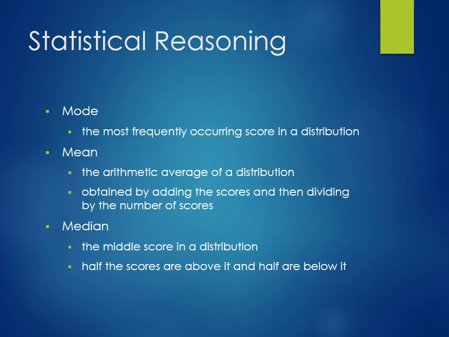The mode is the most frequently occurring score in the distribution. Most kids in the class scored an 80 on the test, right? The most frequently occurring score, an 80. Your mean is your arithmetic average of that distribution of all 25 kids in the class. You add them up and then you divide. Obtained by adding the scores and then dividing by the number of scores. That is your mean score. The median is the middle score in a distribution. Half of them are above and half are below. So, again, we're not going to be doing the math, but just understanding where these numbers are coming from could be beneficial for your FRQ.